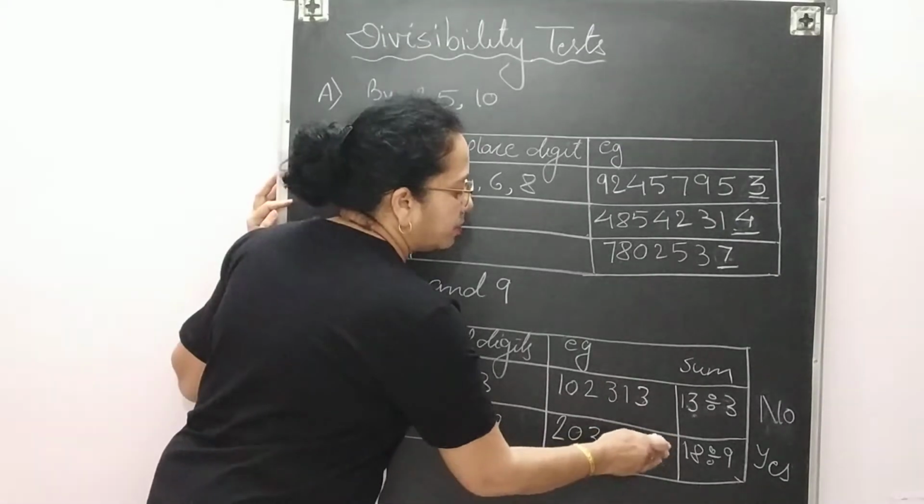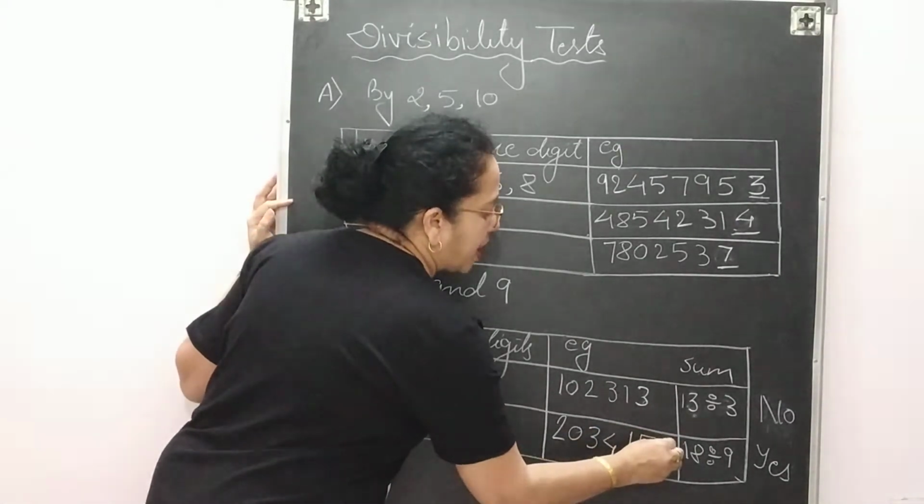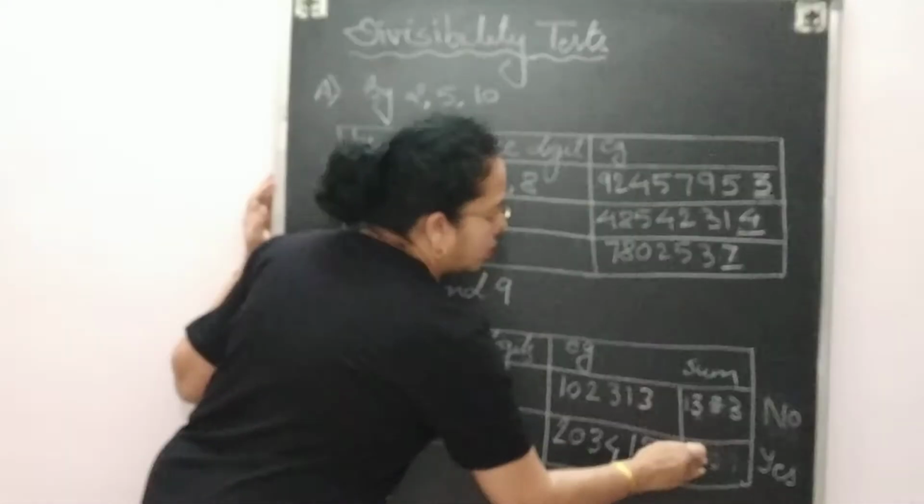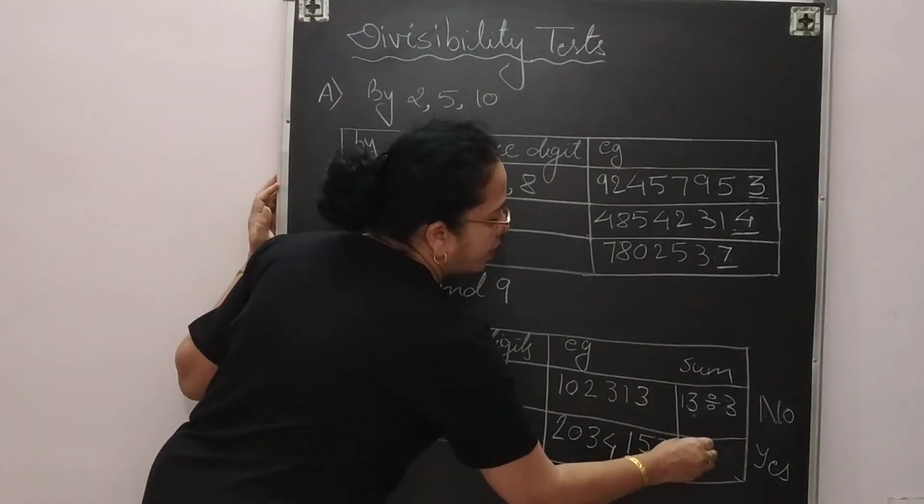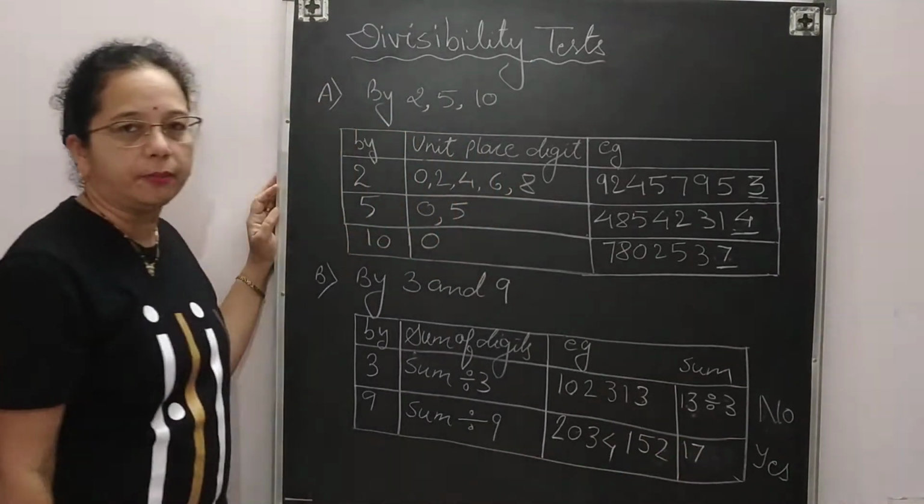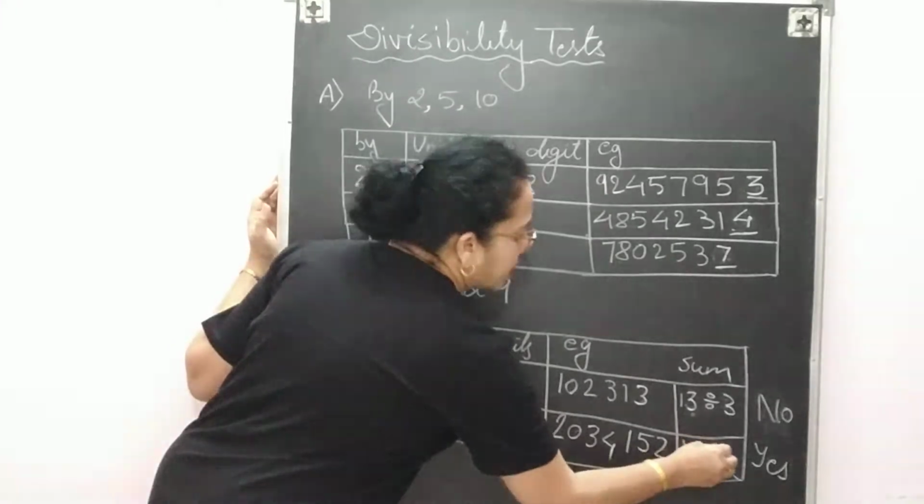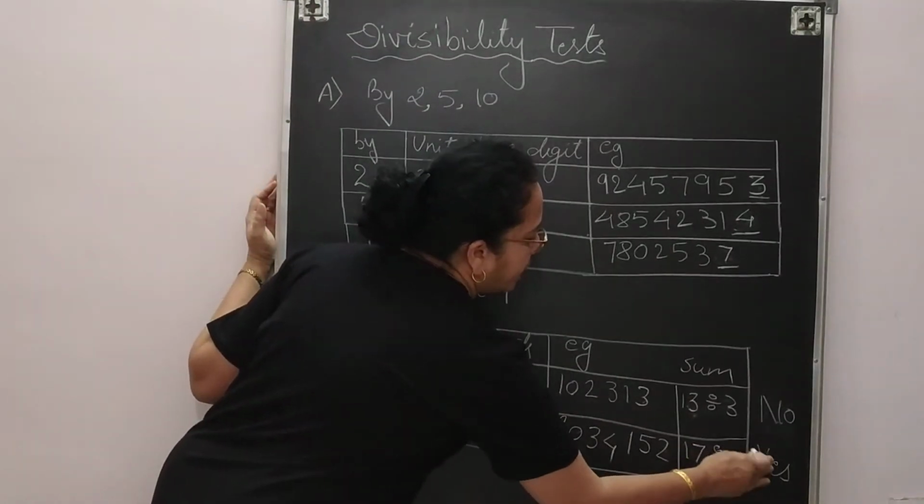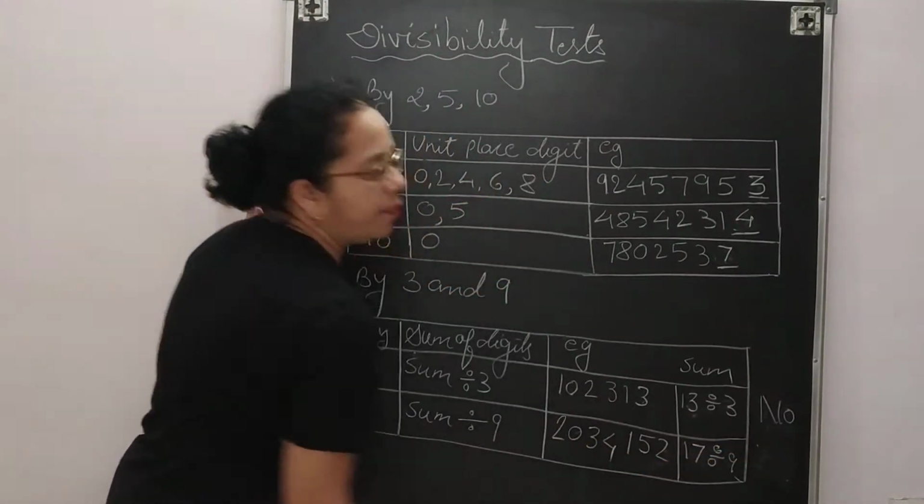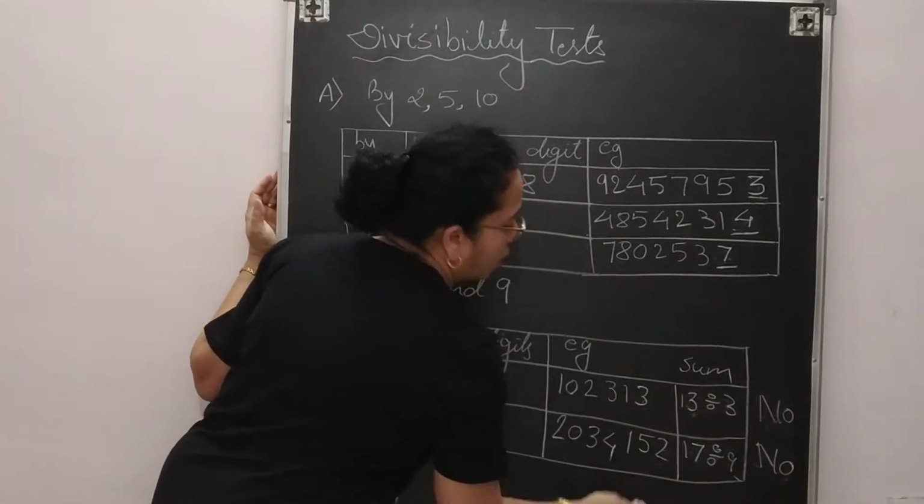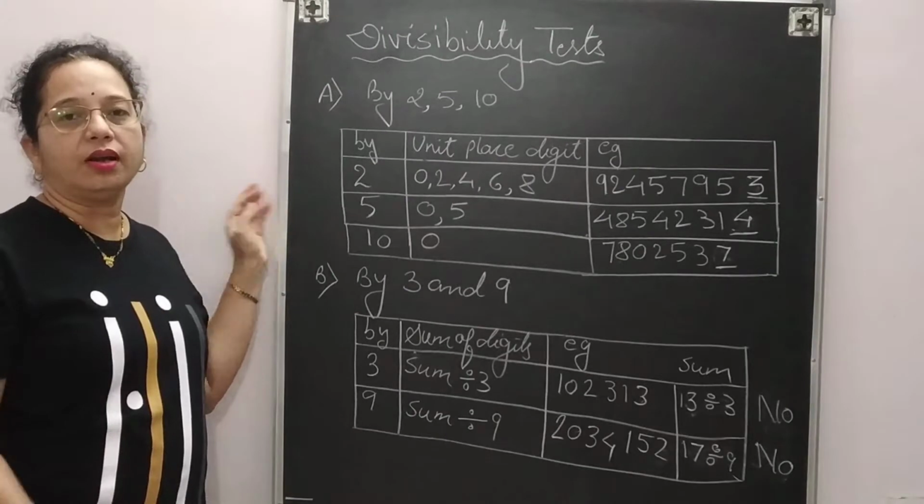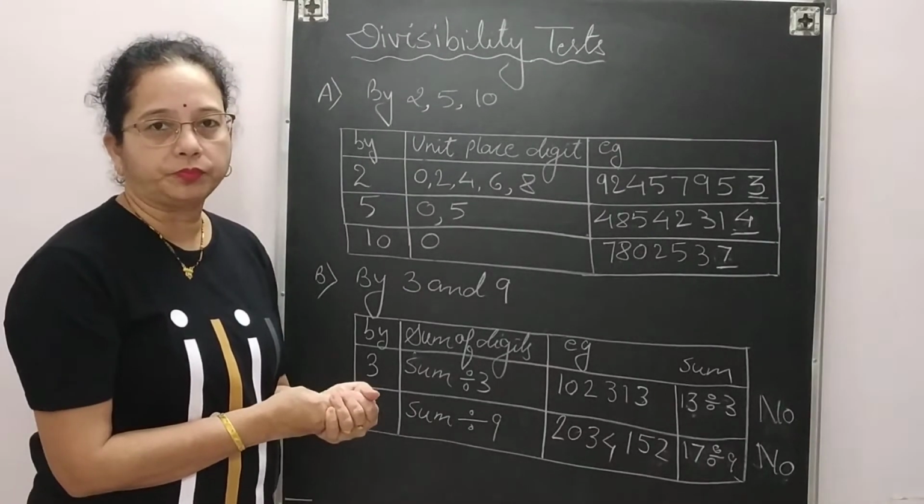Suppose I make some changes over here. This time I am reducing by 1. So now your sum will also reduce by 1. The sum will be 17. So is 17 divisible by 9? This time your answer will be no. So we can say that no, the given number is not divisible by 9.